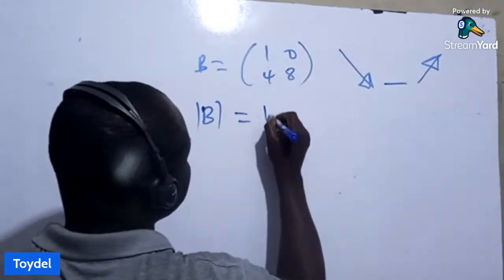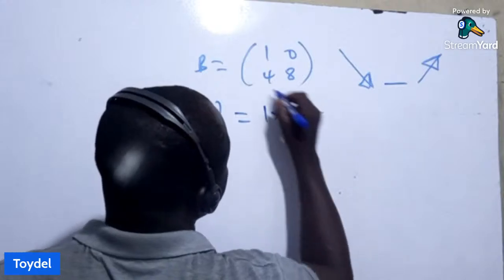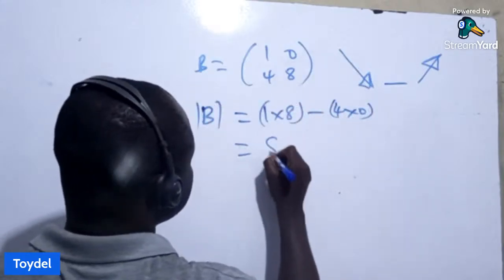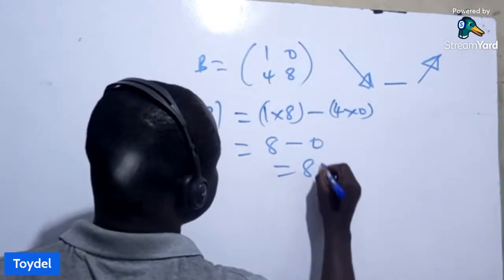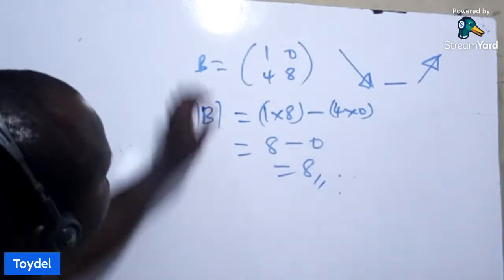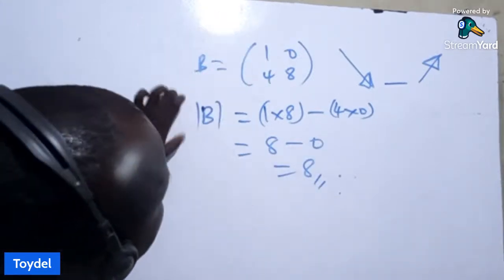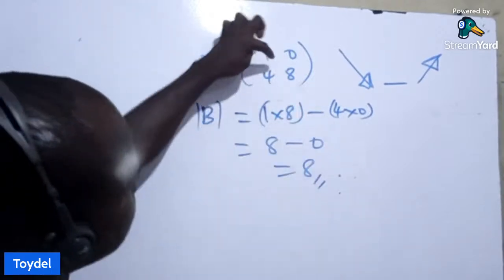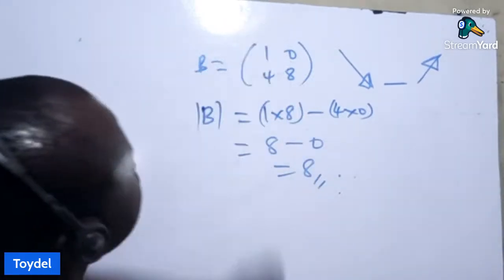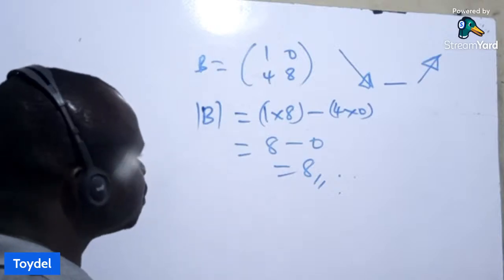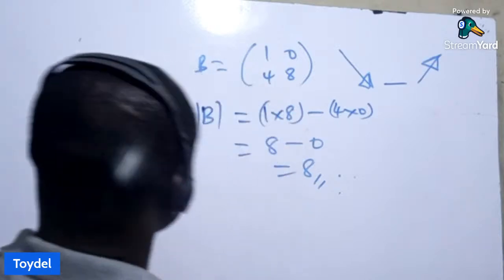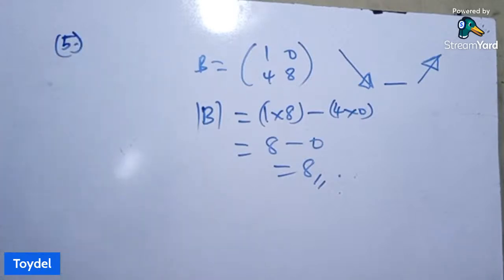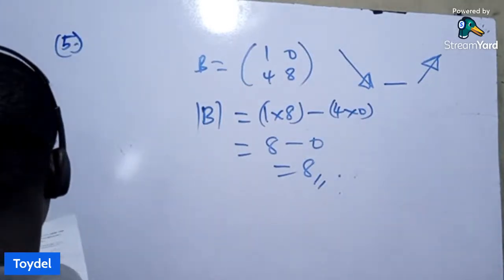So you are going to have 1 times 8 minus 4 times 0. That will be 8 minus 4 times 0, which is 0. So it's going to be 8. So if the question is a 2 by 2 matrix and you have to find the determinant, just multiply the leading diagonal, multiply this by this, then minus this by this. So you don't need to calculate anywhere. Just look at the question and get the answer. That's how to find the determinant of a matrix.